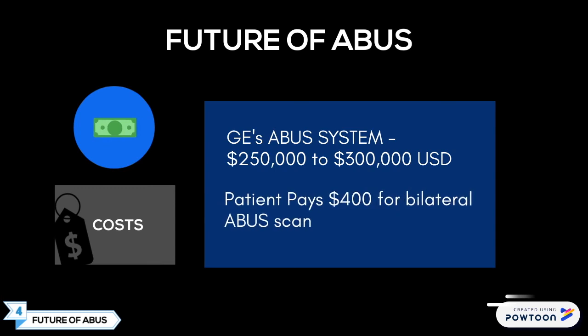A bilateral ABUS scan costs the patient about $400, and it's not currently covered under OHIP in Ontario, and it's the same case for most of Canada. So this is also a significant hindrance to the implementation of ABUS.